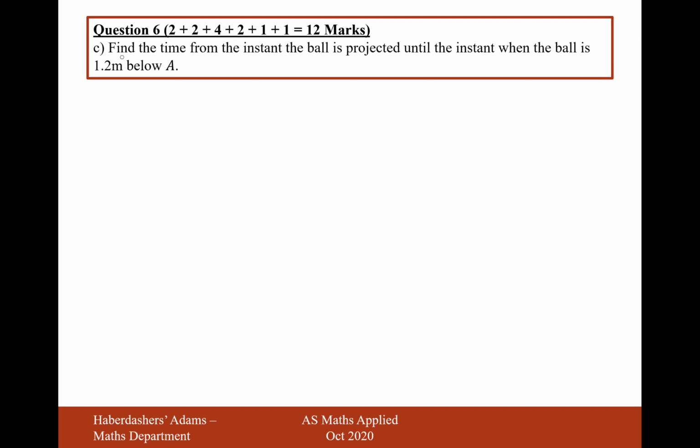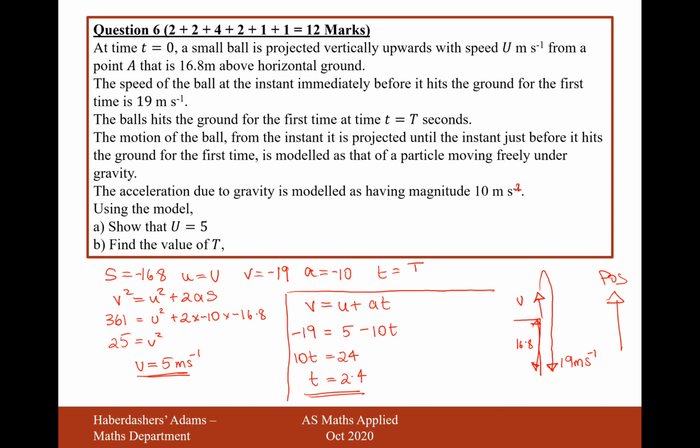Moving on to part C, find the time from the instant the ball is projected until the instant when the ball is 1.2 meters below A. So is it projected from point A? From point A that is 16.8 meters above the horizontal ground. Okay, so it's going to be 1.2 meters below A.